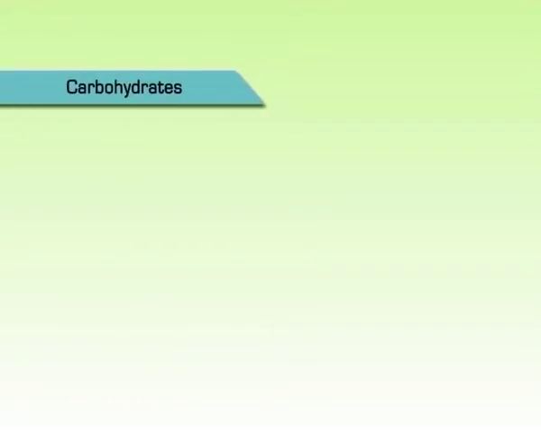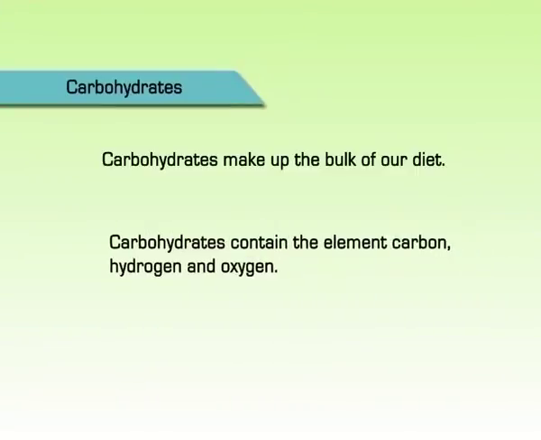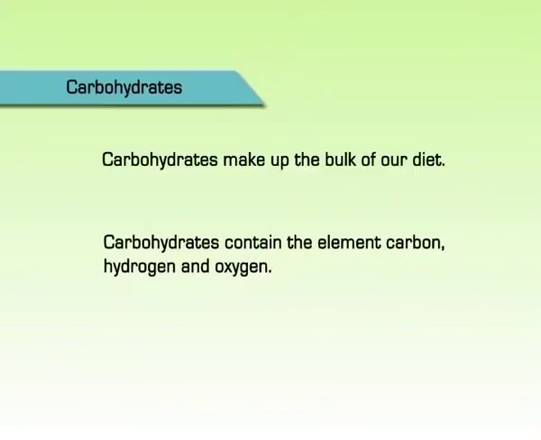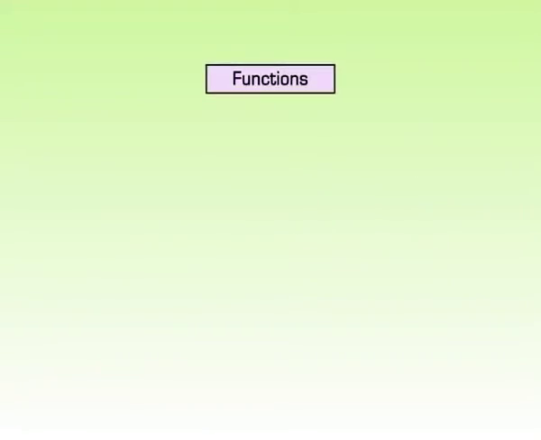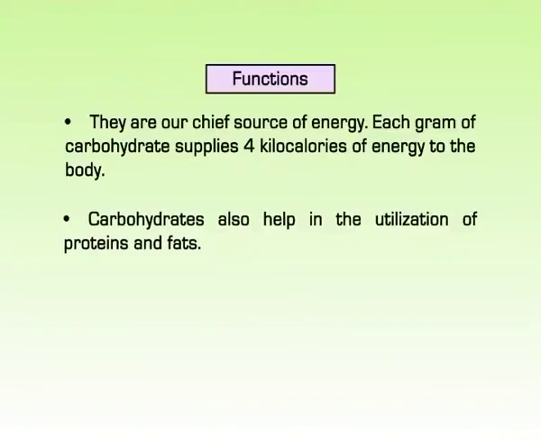Now, carbohydrates. Carbohydrates make up the bulk of our diet. Carbohydrates contain the elements carbon, hydrogen, and oxygen. Now, functions of carbohydrates. They are our chief source of energy. Each gram of carbohydrate supplies 4 kilocalories of energy to the body. Carbohydrates also help in the utilization of protein and fats.